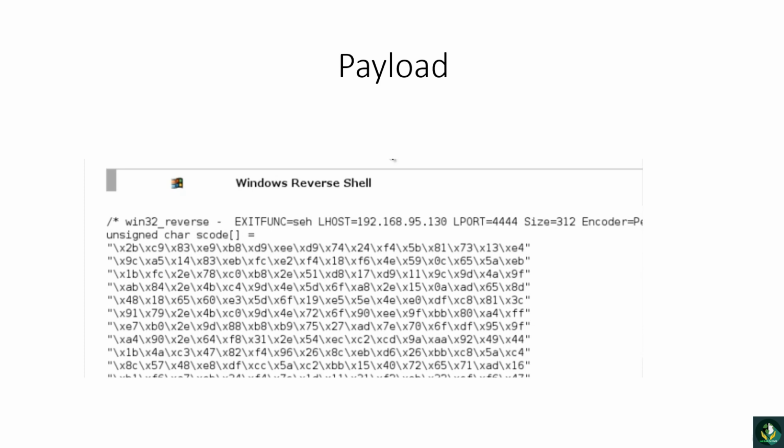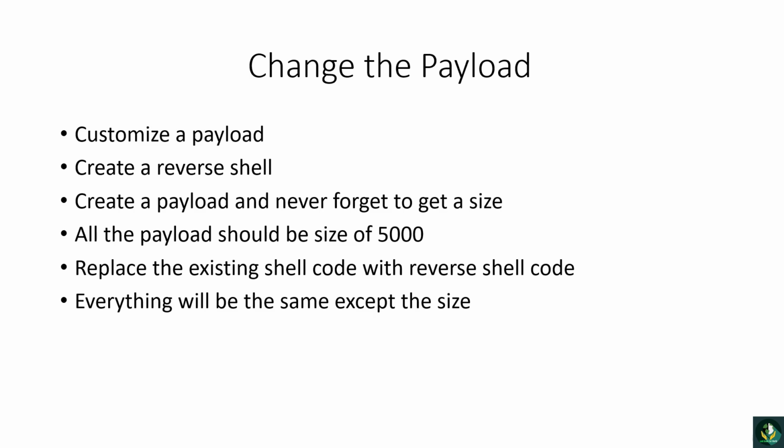So we are going to go to the payload, and we are going to choose this one for the reverse shell, and we are going to create a connection to our machine. We need to create a payload, and never forget to get the size, because the size here is 320. As we saw, the payload should not exceed 5000 in size. I'm going to take that code that I showed previously and replace the original code. So let me remove the original code, and I'm going to create the reverse code.